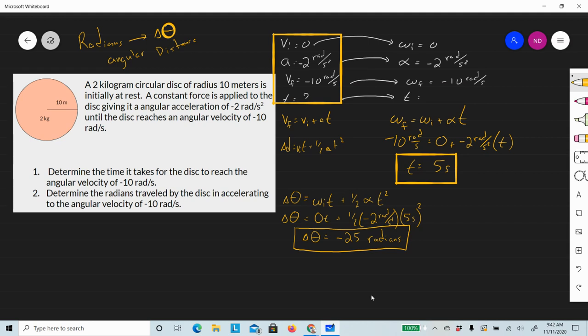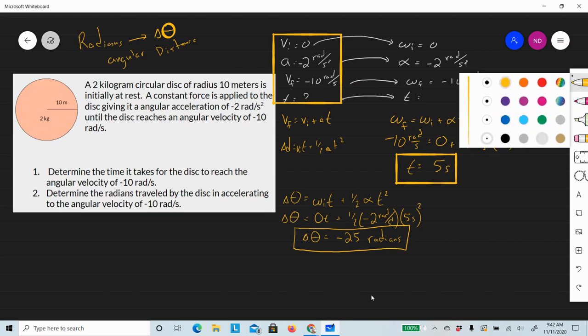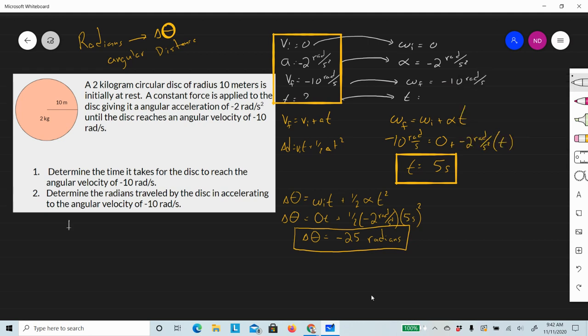That's it. Key thing, the fact that this is negative, just as the positives and negatives in translational motion tell you it's to the right or to the left, like positive is to the right or up, and negative is to the left or down. With angular motion, positive is counterclockwise and negative is clockwise.